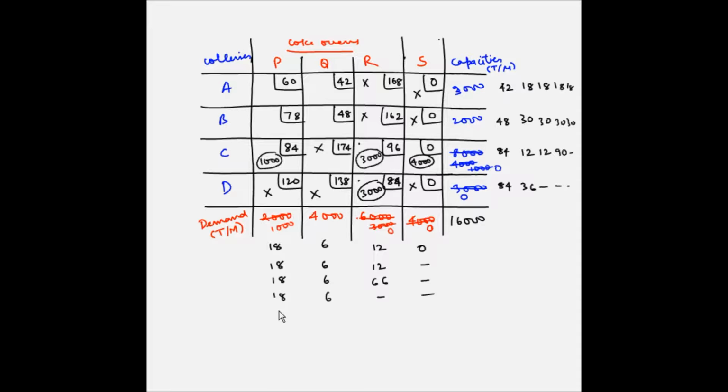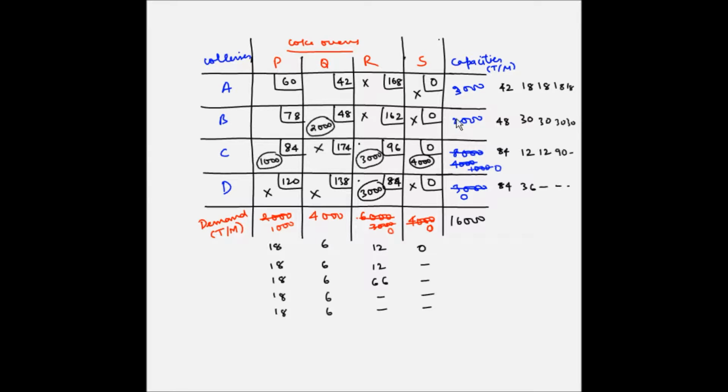For the first column, the same, 78 minus 60, 18. Second column, again the same, 48 minus 42, which is 6. Third column is completely allocated, so we can skip it, and so can we do for the fourth column. Now the largest penalty cost is 30 for row B. So let's allocate the maximum possible to square BQ because it has the lowest cost for this row now. So B has a supply capacity of 2000 while Q has a demand of 4000. So the maximum that can be allocated to this square is 2000.